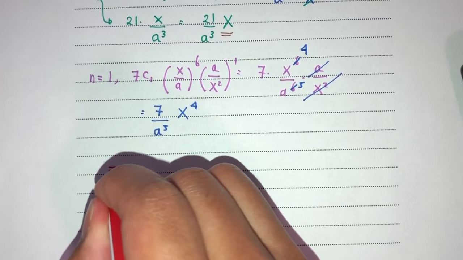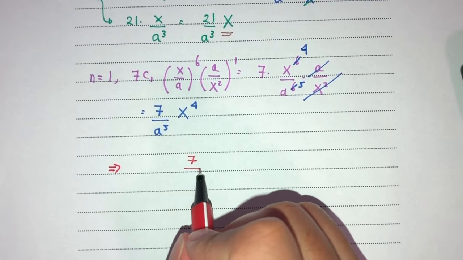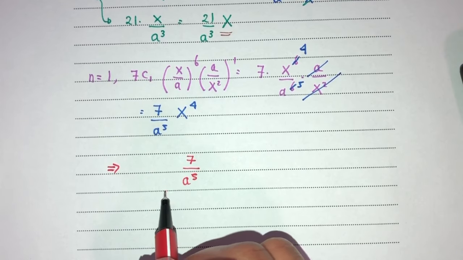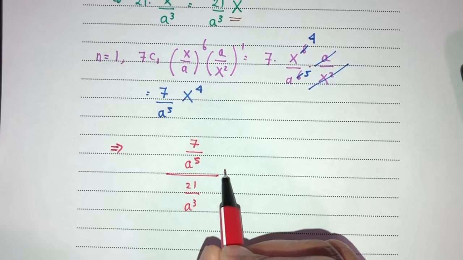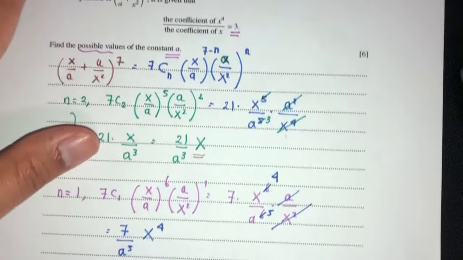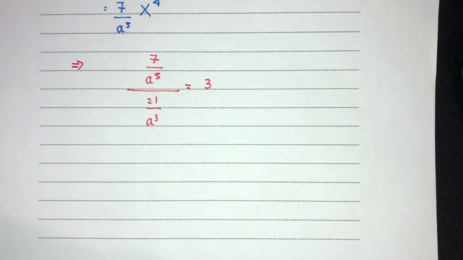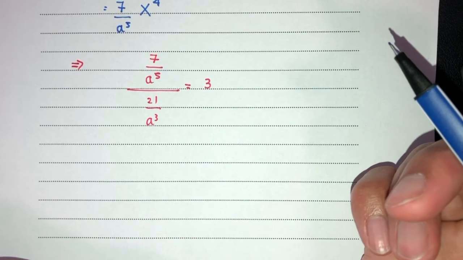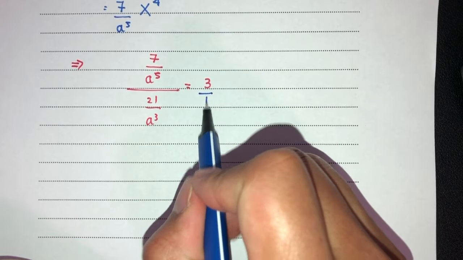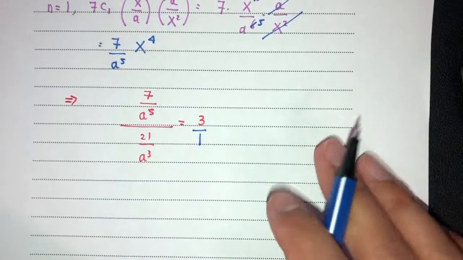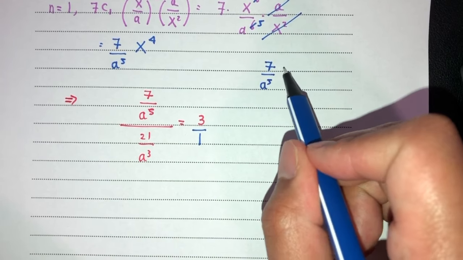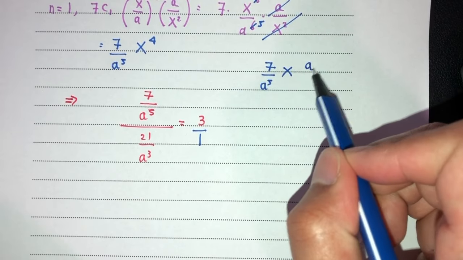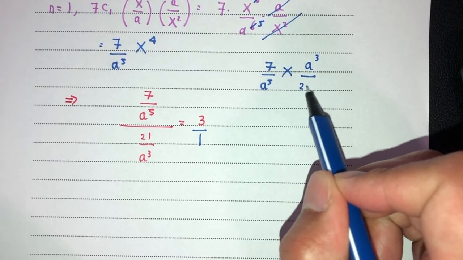So basically, eventually we have to write 7 over a power 5, this one, divided by the coefficient of x, which is this one, 21 over a power 3, is the value of 3. So use that equation to find the values of a. So first thing first, we can try to cross multiply and see what happens. Or we can simplify this first. What is 7 over this one? Now divide will become multiply. Flip this upside down, that will become a power 3 over 21.